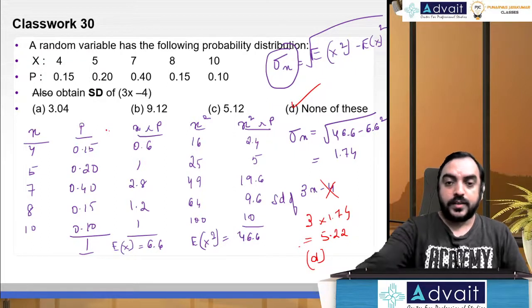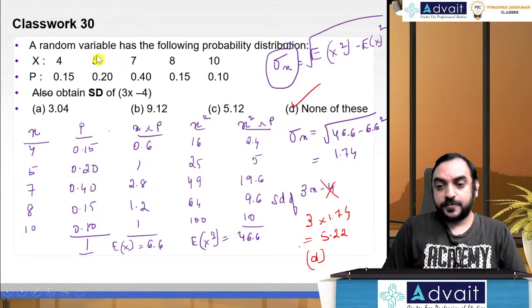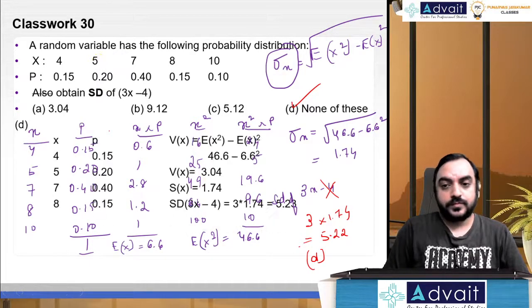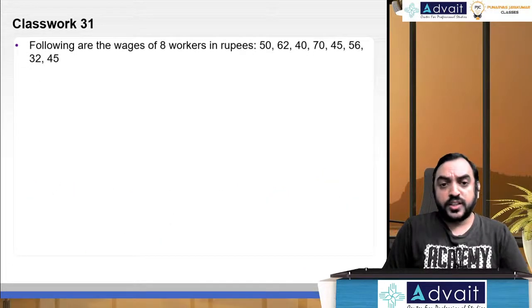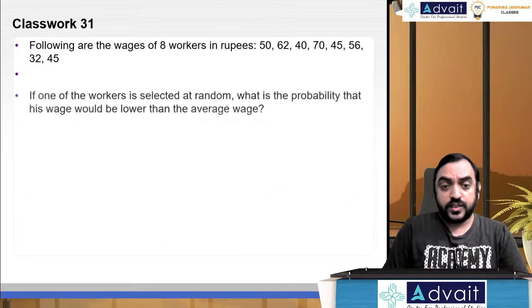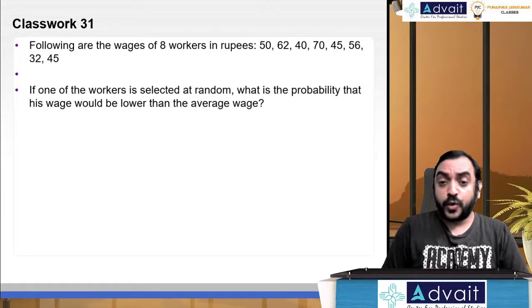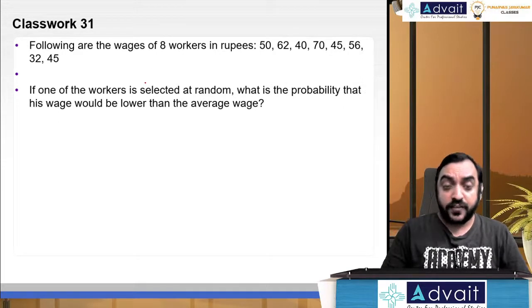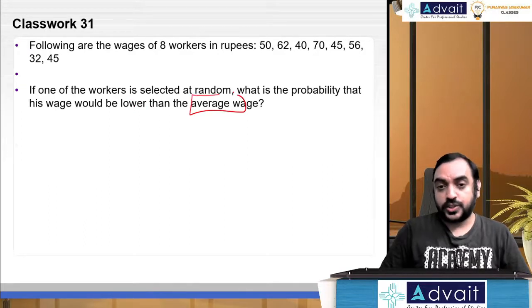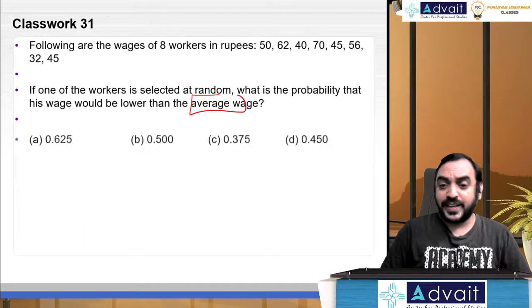Okay, let me go further. Following are the wages of 8 workers in rupees. If one of the workers is selected at random, what is the probability that his wage will be lower than the average wage? So first you calculate the average wage.